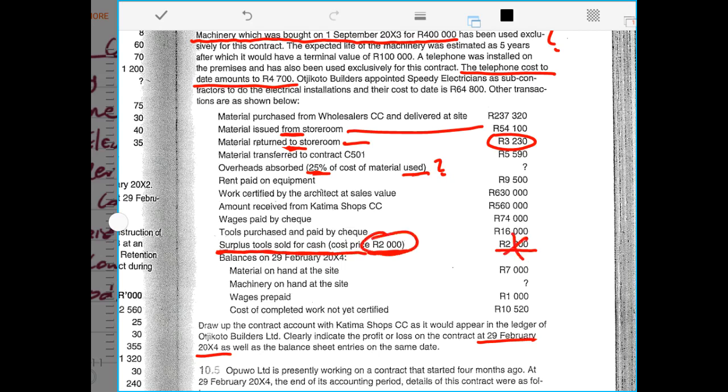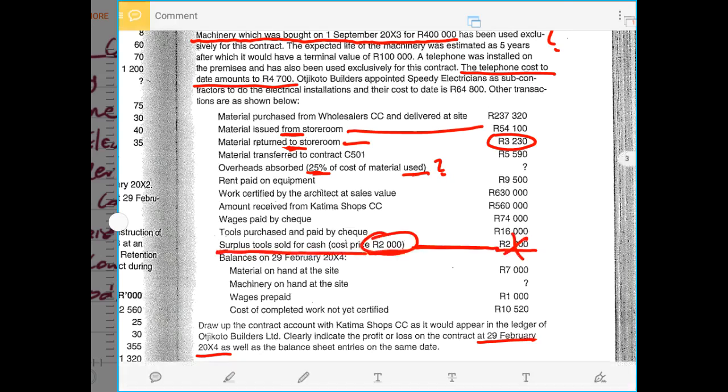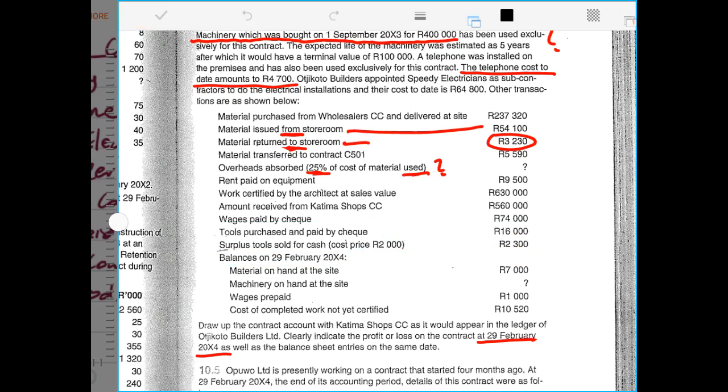But when we do the income statement, then the difference between the two might be recorded as a profit which was made on the disposal of the tools. We are not in business to sell tools, but sometimes in the contract costing, we do sell some items. So now the tools will be recorded at the cost price, not at the selling price.